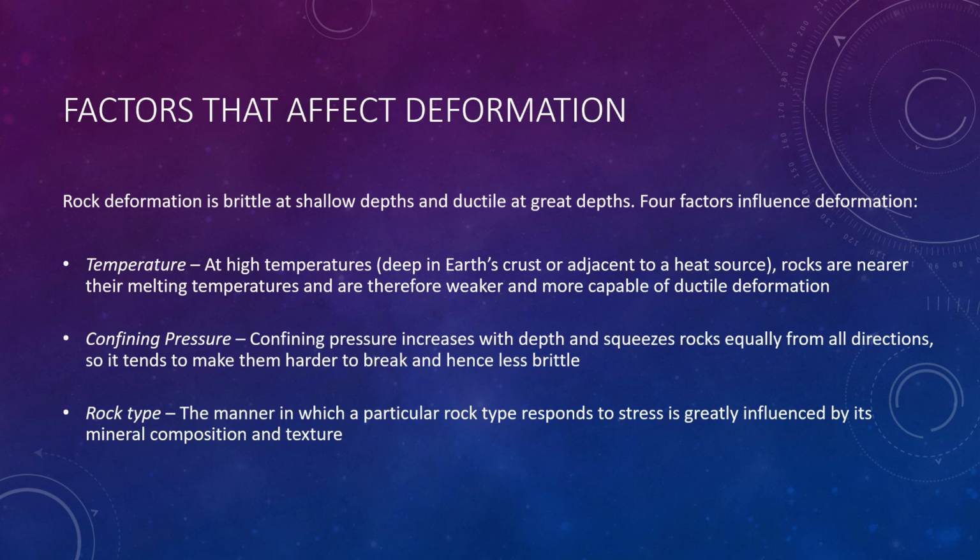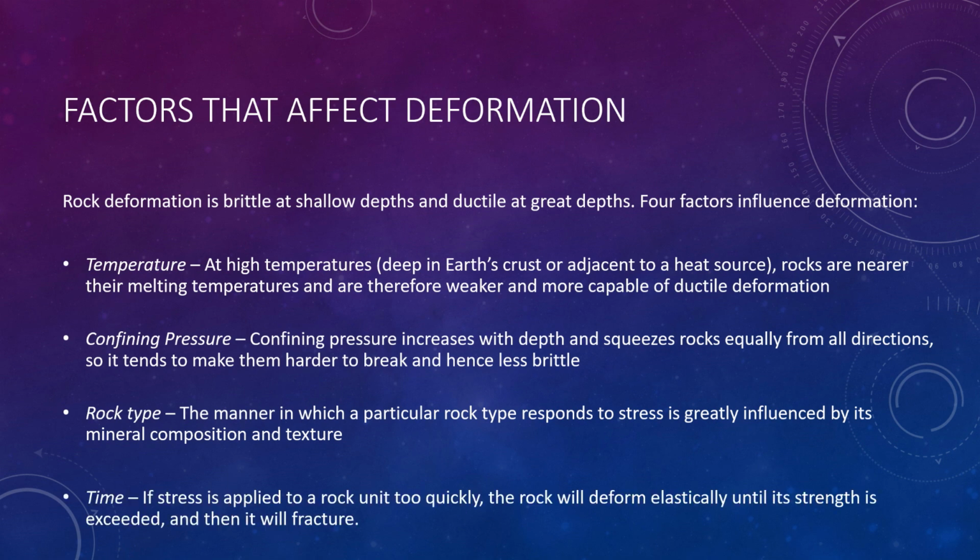And last but not least is the factor of time. The folded rocks of mountain belts show that tens of kilometers of compressional strain or shortening can be accommodated by ductile deformation. For this to happen, stress has to be applied slowly enough that the sluggish process of ductile deformation can keep up. If stress is applied to a rock unit too quickly, the rock will deform elastically until its strength is exceeded, and then it will fracture.